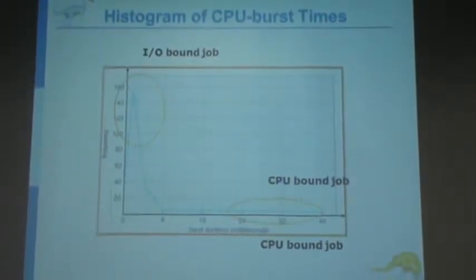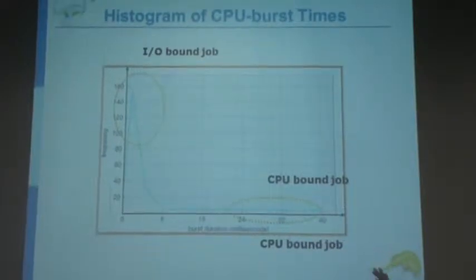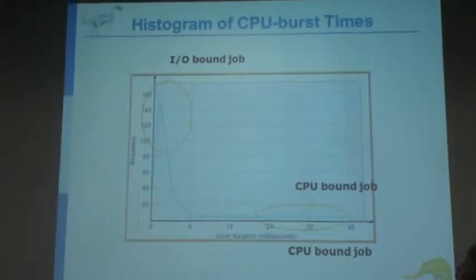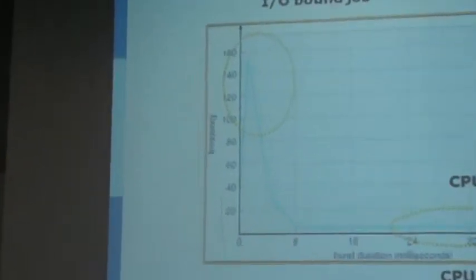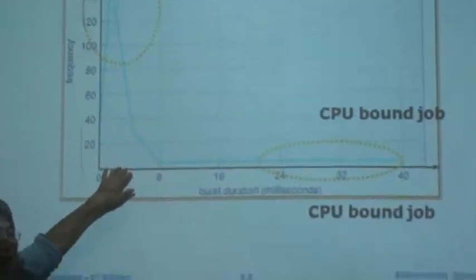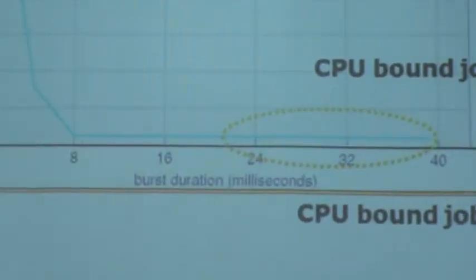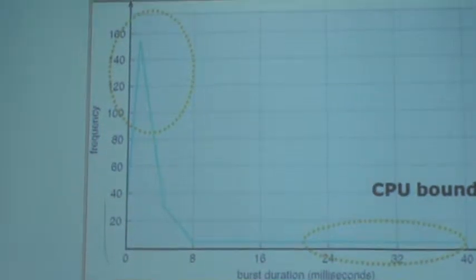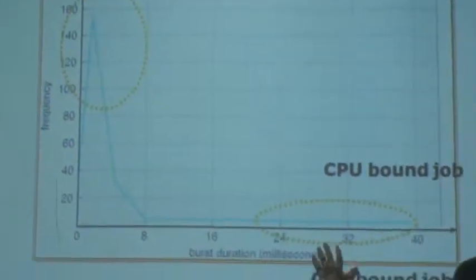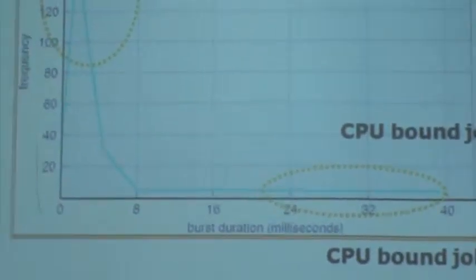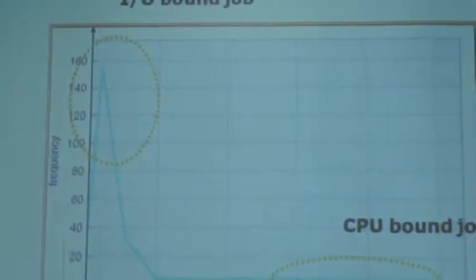So this slide shows the idea of the scheduling. The job consists of I/O bound jobs or CPU bound jobs. The x-axis shows the burst time duration. Mostly I/O bound jobs occur a lot of times with a short period of time. On the other hand, the CPU bound job takes a little bit longer, but it happens less than the I/O bound job.